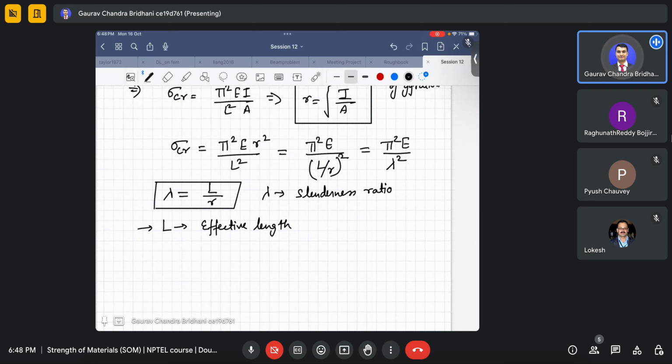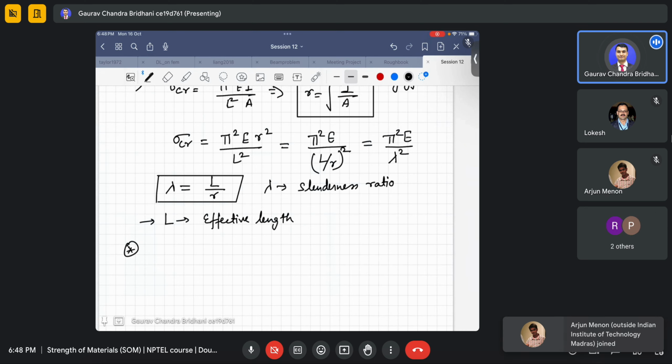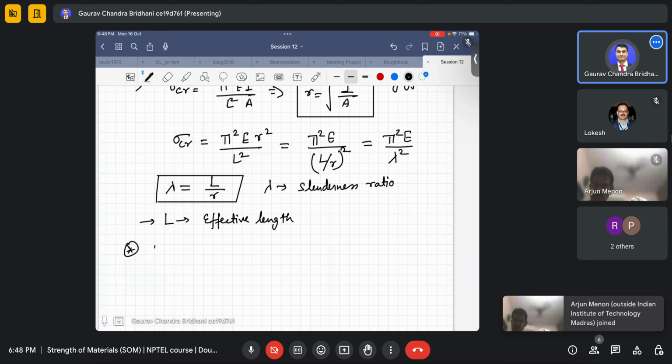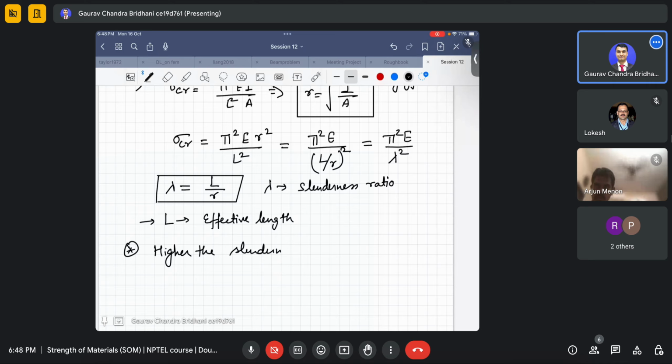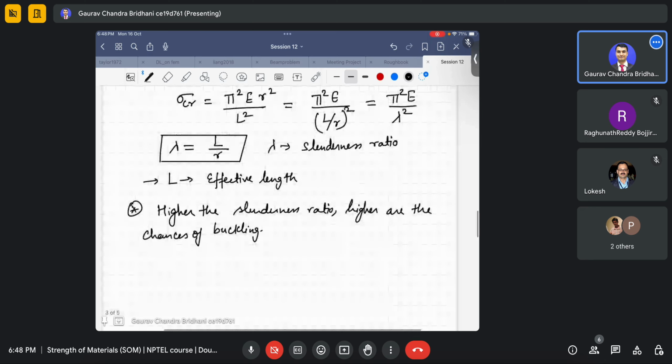So lambda is the slenderness ratio. Now in order to judge whether a cross section will buckle or not, there is something we say: higher the slenderness ratio, higher are the chances of buckling. Okay, so higher will be the slenderness ratio, higher will be the chances of buckling. Correct. So that is one way, just looking at the slenderness.